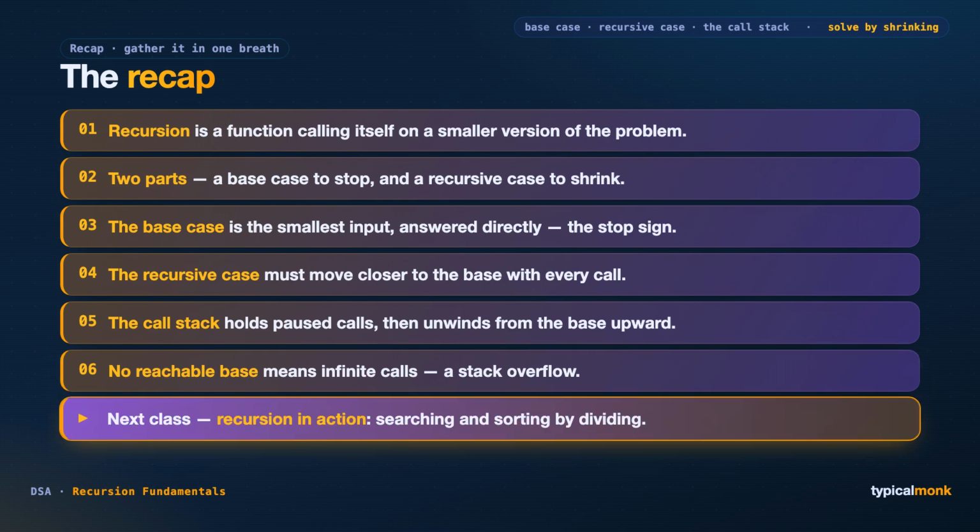Next class: recursion in action, searching and sorting by dividing the problem, one step at a time.